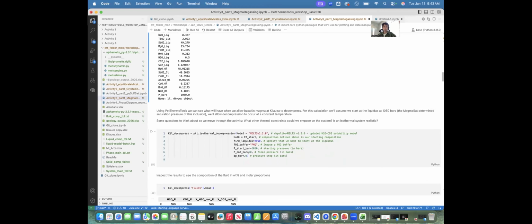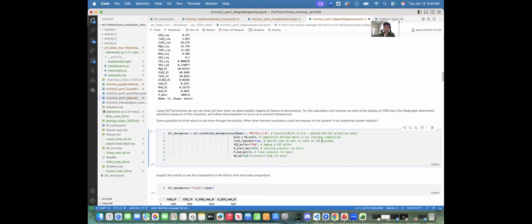And so this is the calculation we're going to use, okay? And ultimately, this actually runs the exact same function as the isobaric crystallization function that we ran yesterday. There is a function in PetThermoTools called multipath. And basically what isothermal decompression does is it calls multipath and it just tells it to change pressure. Isobaric crystallization calls multipath and tells it to change temperature.